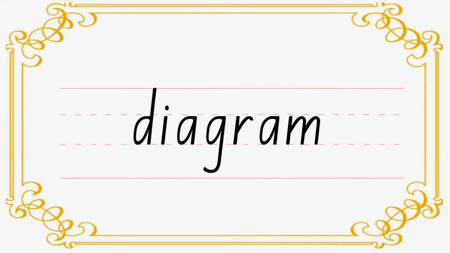The spelling of diagram is done by splitting it into two parts, the prefix dia and the gram, which means a picture or drawing. So, D-I-A-G-R-A-M spells diagram.